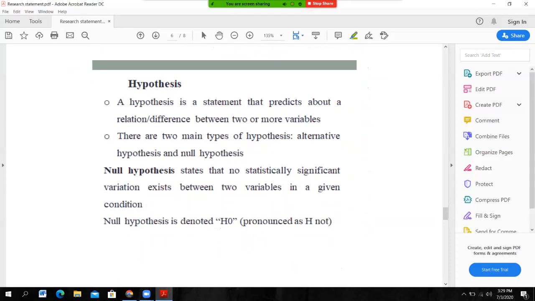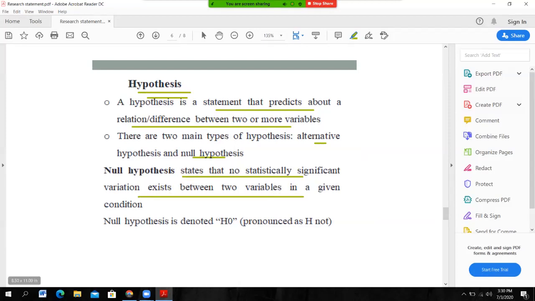A hypothesis is a statement that predicts a relation or difference between two or more variables. Hypothesis is the statement given by the scientist, and this is the possible solution; it predicts what will happen. There are two types of hypothesis: null hypothesis and alternative hypothesis. Null hypothesis states that no statistically significant variation exists between two variables in a given condition. Null hypothesis always shows that in the variables there is no statistical difference.